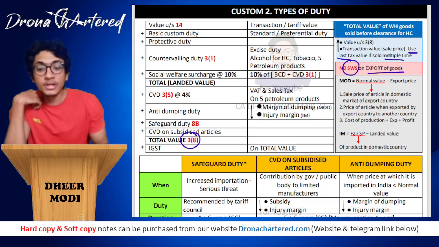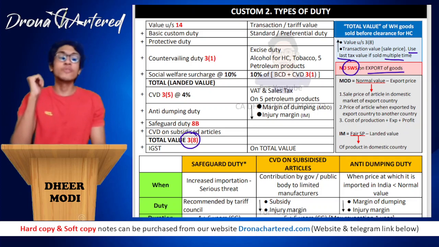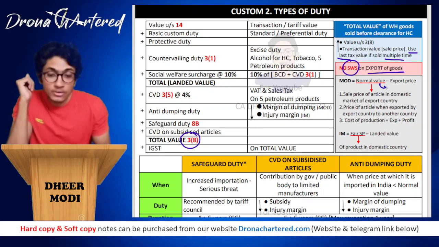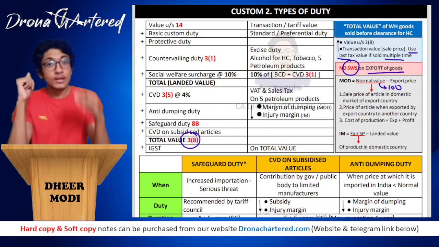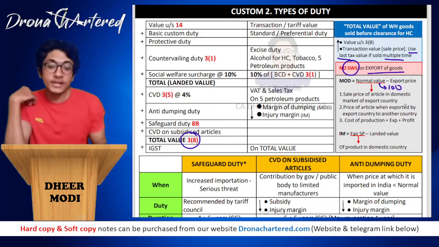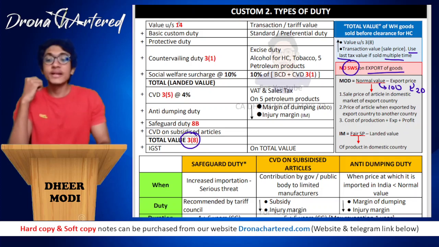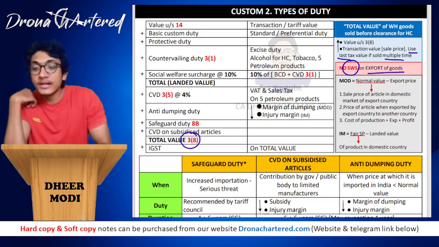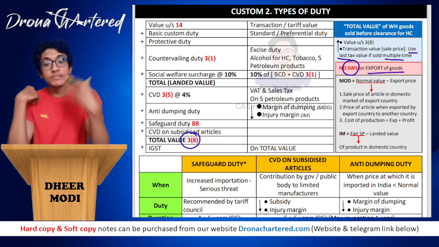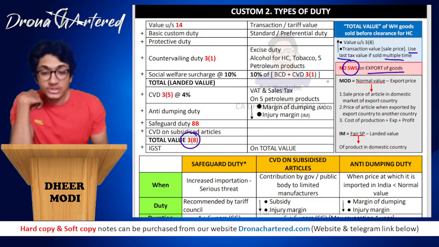For example, if we are importing goods from China, now in China these goods are sold for 100 rupees, whereas when they are exporting it to India, so as to spoil our market, they are selling these goods at say 20 rupees. So now there is a margin of dumping of 80 rupees, because boss, when you are selling it in your domestic country for 100 rupees, why are you spoiling our market at 20 rupees? This 80 rupees we will charge as your margin of dumping.